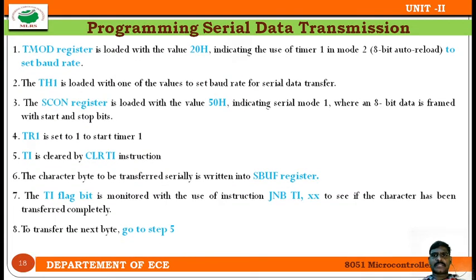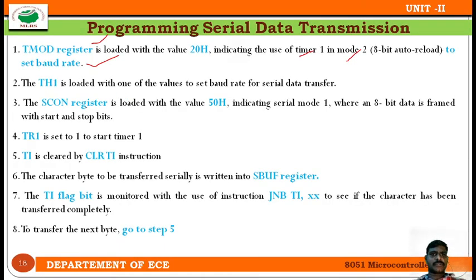To program serial data transmission, these are the steps we need to follow. First, the TMOD register is loaded with 20H, indicating Timer 1 in mode 2, the 8-bit auto-reload mode, to set the baud rate. Whenever I want to write any serial communication program, I need to follow these steps. First, I set up the TMOD register, depending on Timer 1 or 0 and mode 1, 2, or 3, which depends on your question.